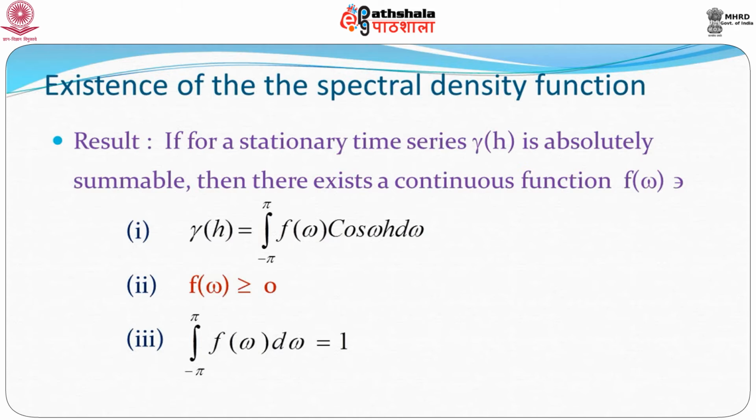f(ω) is non-negative and f(ω) integrated from minus π to π is equal to 1. So, in this case we can say that for absolutely summable γ(h), there is always a continuous function which would act as a spectral density function, and that function would be given by γ(h) equal to the integral from minus π to π of f(ω) cos(ωh) dω. And additionally, f(ω) is an even function. That means f(−ω) would be equal to f(ω).